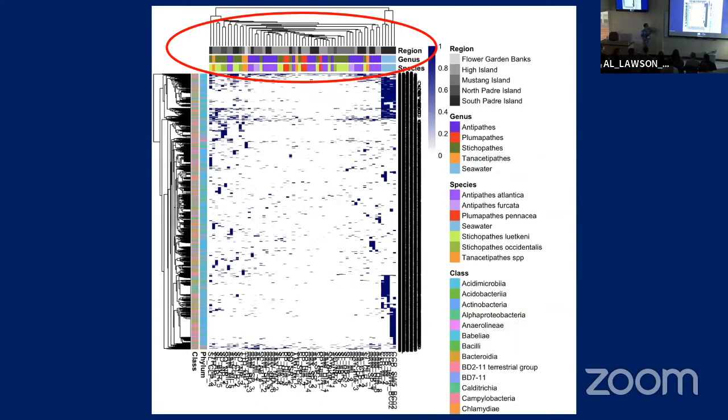Those blue bars on this graph essentially signal that a microbe is present. So our seawater samples in the corner here, that big kind of blue bar there, they all share lots of things with each other. But nothing else really shares a lot of different ASVs between each other. And then if you look at the top, nothing seems to cluster properly, which was surprising to me.